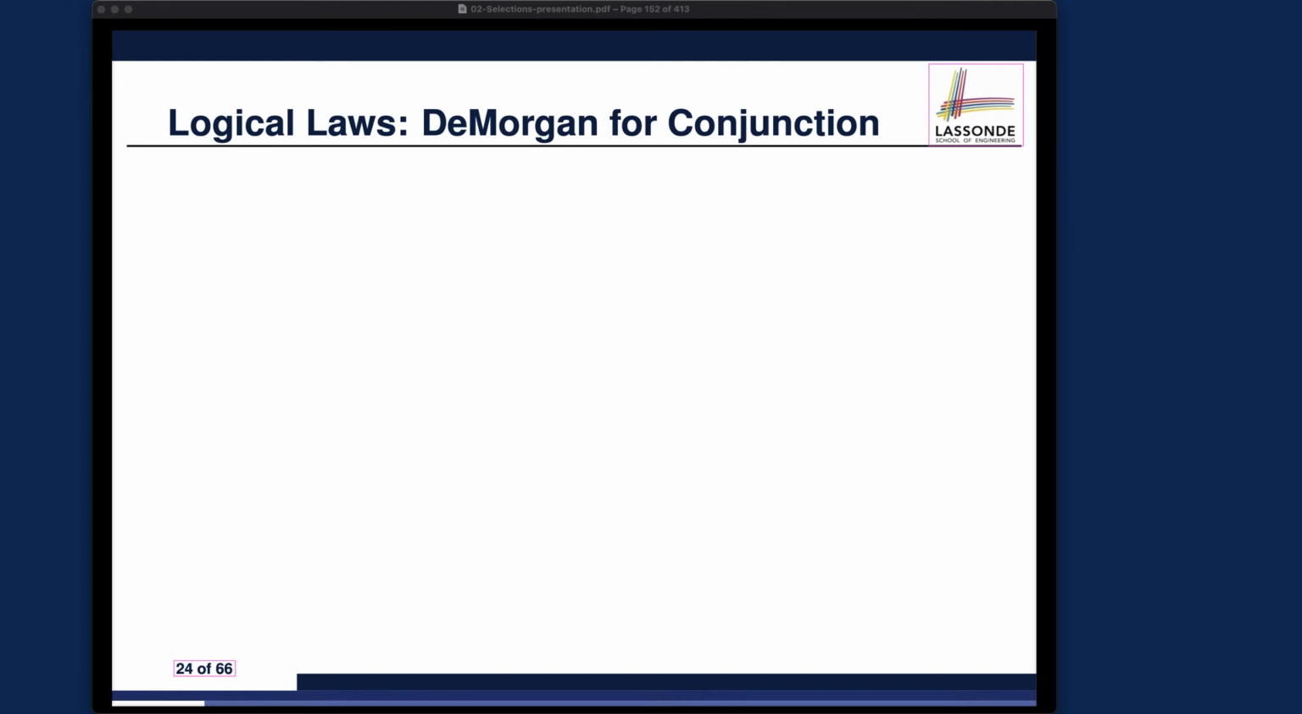All right, so let's now take a look at the logical laws for conjunction and disjunction. It's a very famous law called DeMorgan. So you actually see DeMorgan in different contexts. For example, you might see DeMorgan's law in the context of set theory. But for now, we'll just talk about logical conjunction and disjunction.